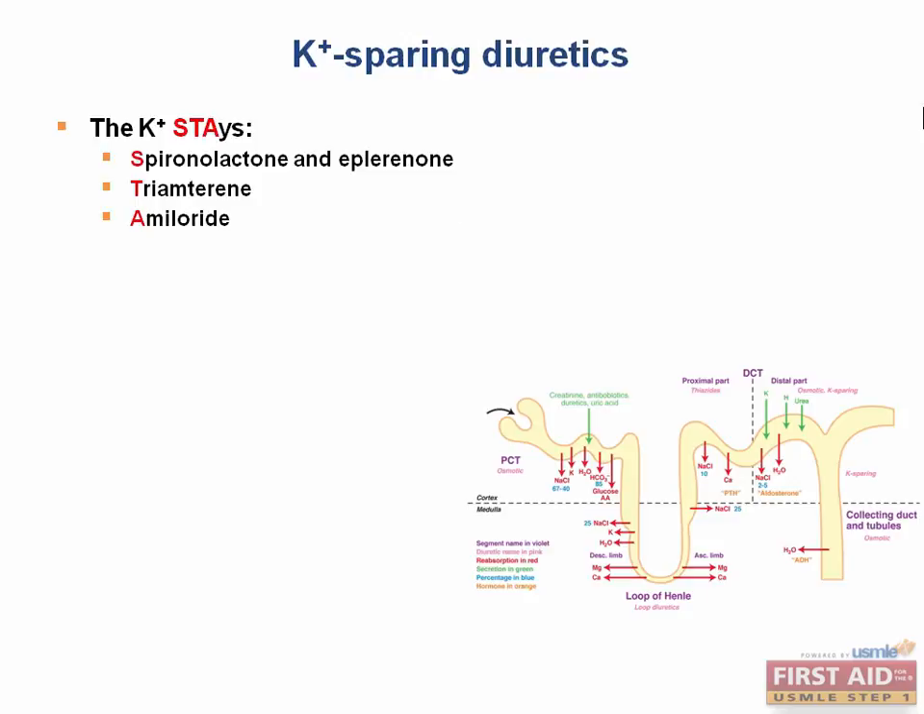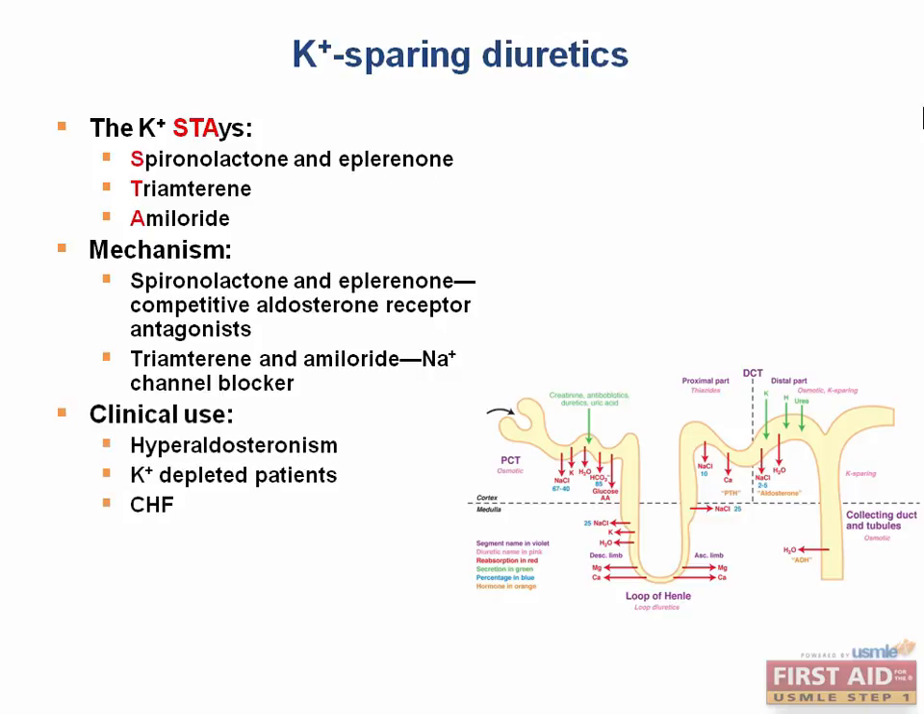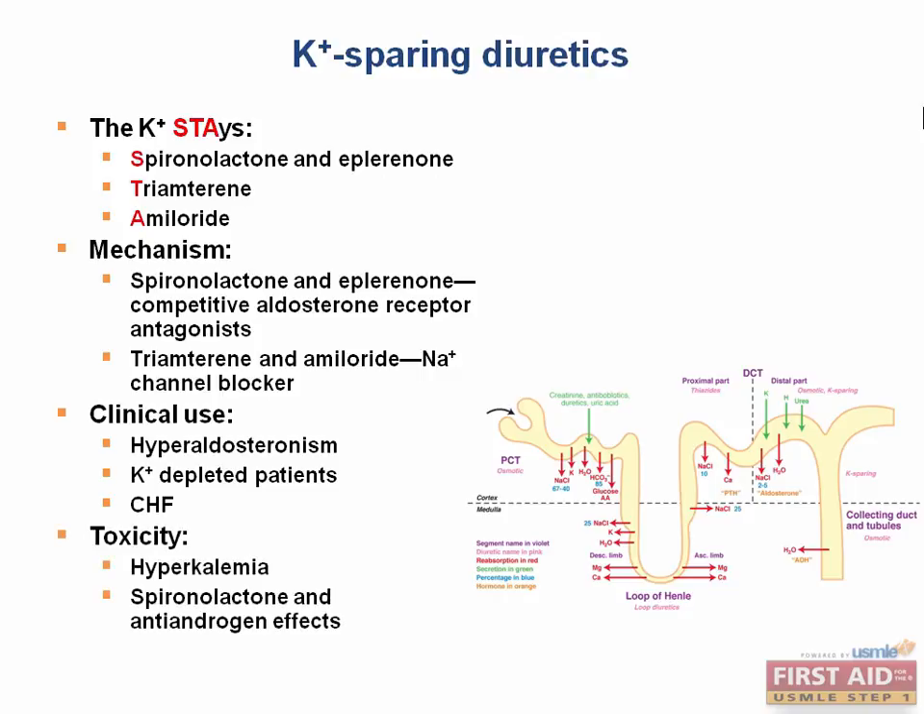Potassium-sparing diuretics can be remembered with the mnemonic the K stays. They are spironolactone, eplerenone, triamterene, and amiloride. Spironolactone and eplerenone act as competitive aldosterone receptor antagonists in the cortical collecting tubule. Triamterene and amiloride act at the same part of the tubule but block the sodium channels, thus increasing sodium excretion. These diuretics are used for hyperaldosteronism, as diuretics in potassium-depleted patients, and CHF. Toxicity includes hyperkalemia and an anti-androgen effect of spironolactone, which may lead to what physical finding in males? Correct, gynecomastia.